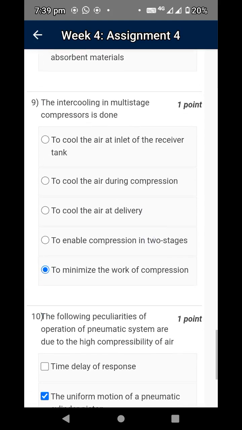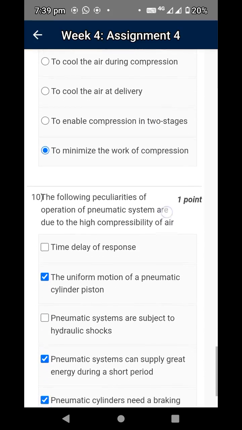So question number 9. The intercooling in multi-stage compressors is done. It is majorly done to minimize the work of compression only. As per the concept, option 5 is correct.